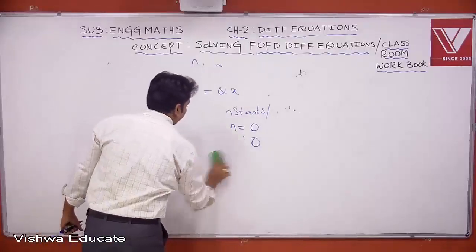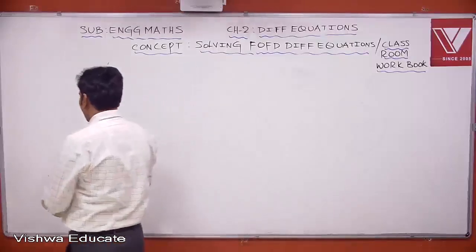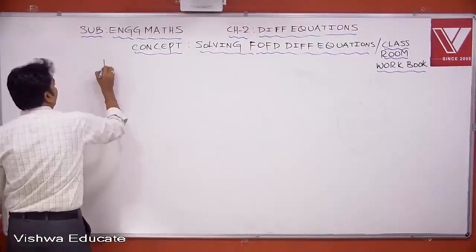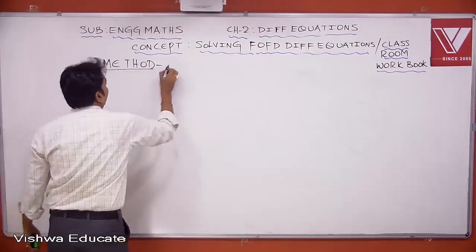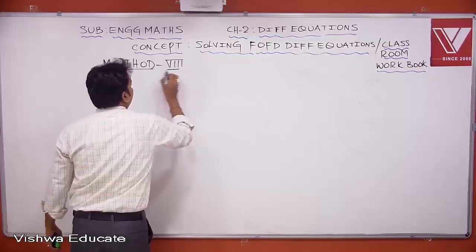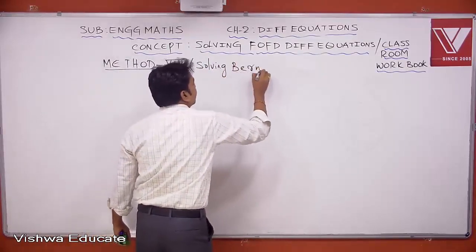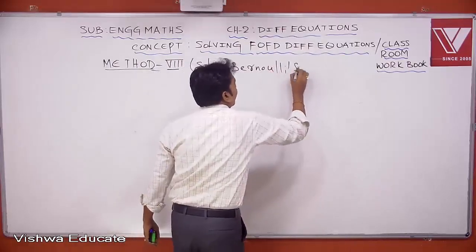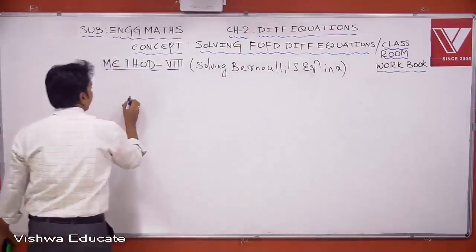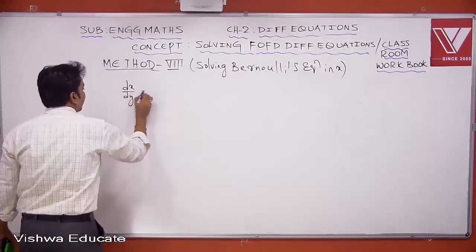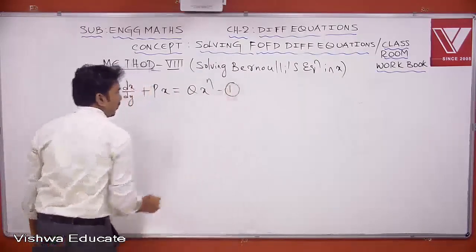That is method number 8. So this is solving Bernoulli's equation in X. Suppose I have an equation like this: dx by dy plus px equal to q into x power n. We call it equation 1.